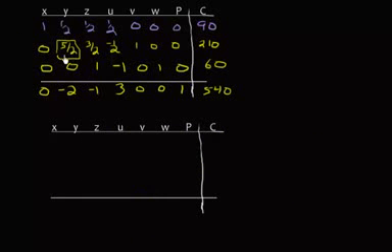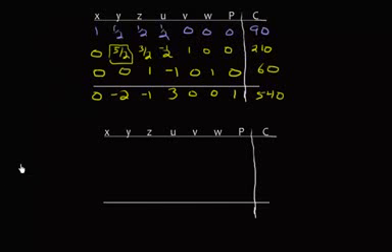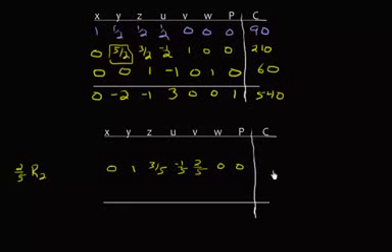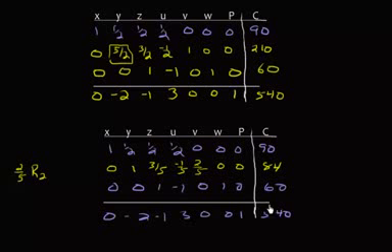Now I need to turn this into a +1, so what I'm going to do is multiply row 2 by 2/5. And if I do that, because 2/5 times 5/2 will be a 1, I'm now going to get 0, 1, 3/5, -1/5, 2/5, 0, 0, and 84. Now nothing's changing to the other rows, so let me just write those back in.